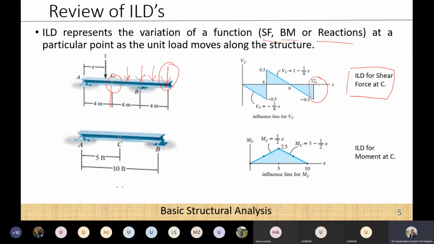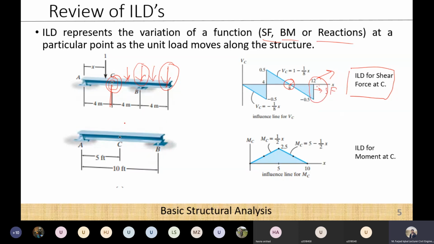So if my unit load is at 12-meter distance from A spot, this is the value of shear force at point C. So similarly, I will move the unit load, let's say at this point, and I will calculate the shear force again at this point C by simply applying the laws of mechanics or the bending moment diagram, and I will plot it over here. So basically at this point, the shear force is 0. So this is this value, or this is the representation.